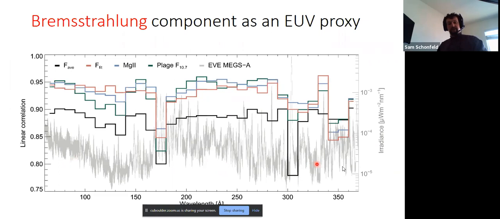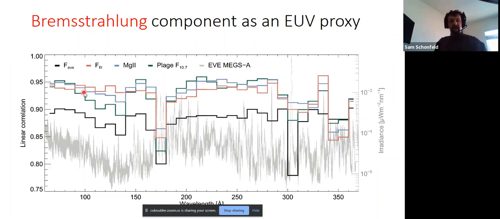The gray is EUV spectra over the whole MEGS-A range. The black here is the correlation, as a function of wavelength between F10.7 and the EUV spectra. The red is the correlation with this bremsstrahlung fit component. Blue is the magnesium 2 quarter wing index, and the green is based on a photospheric magnetic field proxy.